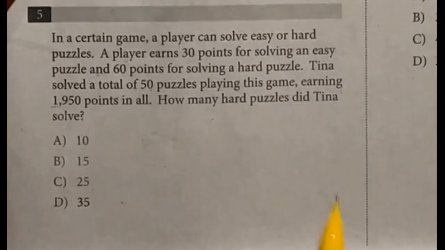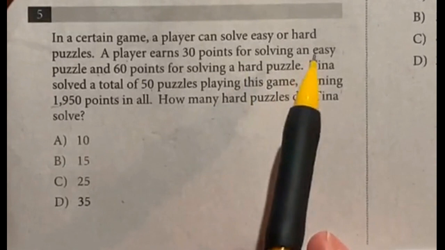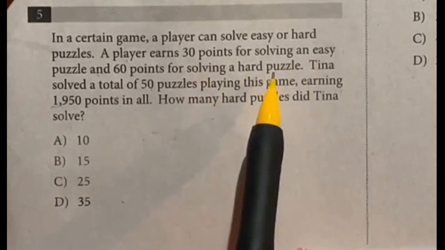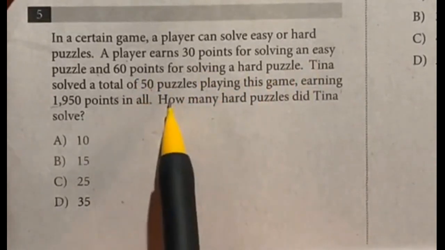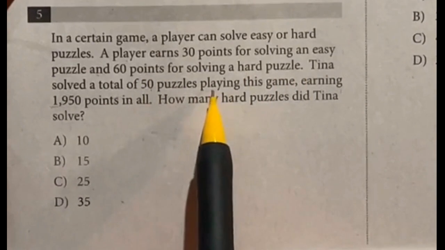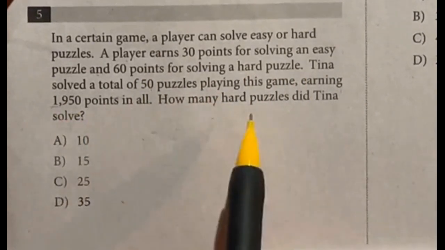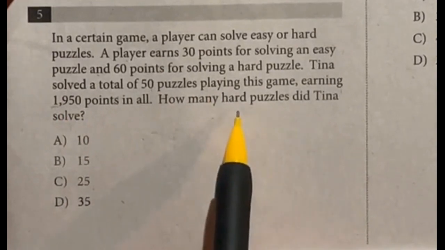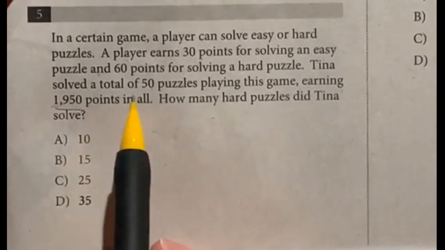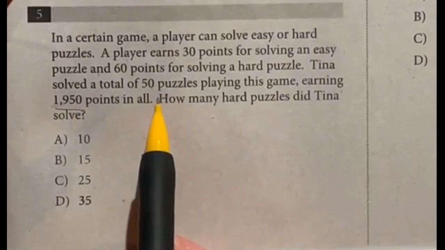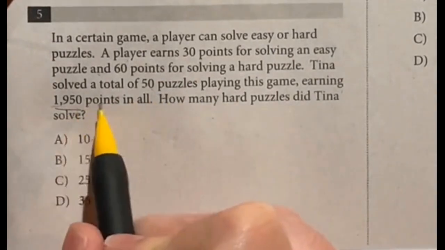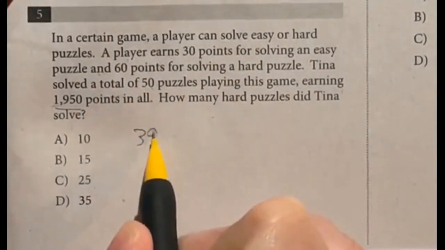So in this case, Tina is playing a game. You can either do an easy version for 30 points or a hard version for 60 points. She does a total of 50 of them and got a total of 1,950 points. Now they want to know how many of those puzzles were hard. Well, the first thing I'm going to do is take this number and divide it by 50 to see how many points she got on average. Well, 1950 divided by 50 is 39.